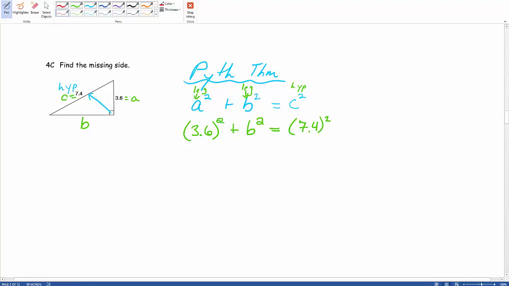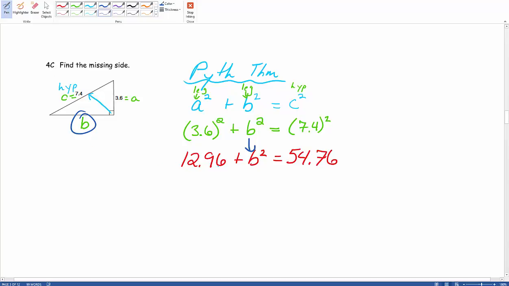So our 3.6 squared gives us 12.96, plus our B squared is equal to our 54.76. Now, our end game here is to try and figure out what is B. What is our missing leg that we don't know?